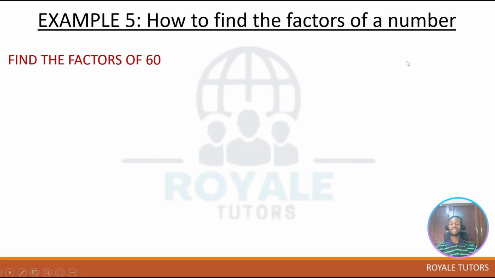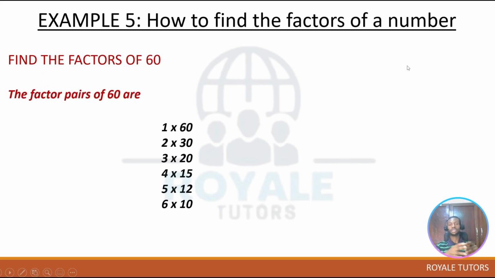Now let's do our last example, example 5. What are the factors of 60? So generating our factor pairs of 60, we got 1 times 60, 2 times 30, 3 times 20, 4 times 15, 5 times 12, and 6 times 10. So these are the factor pairs of 60.